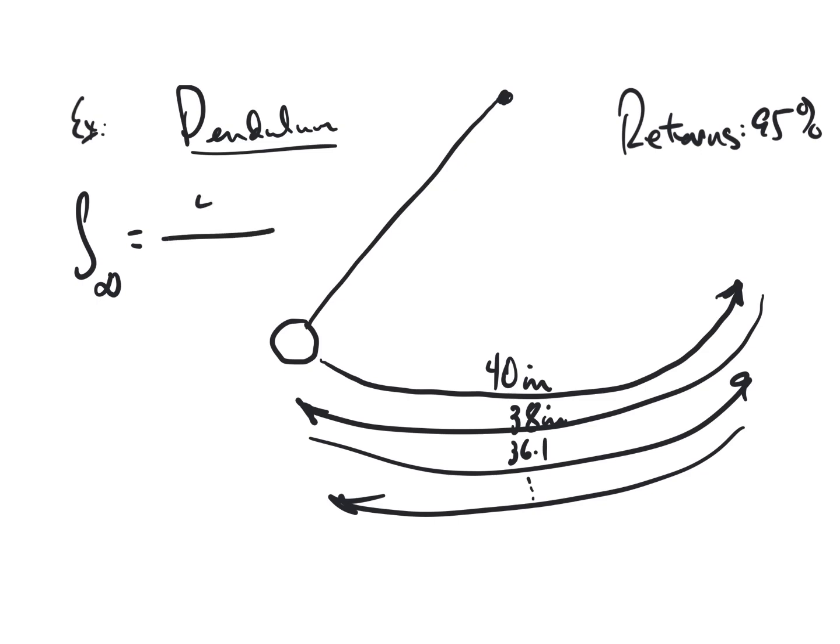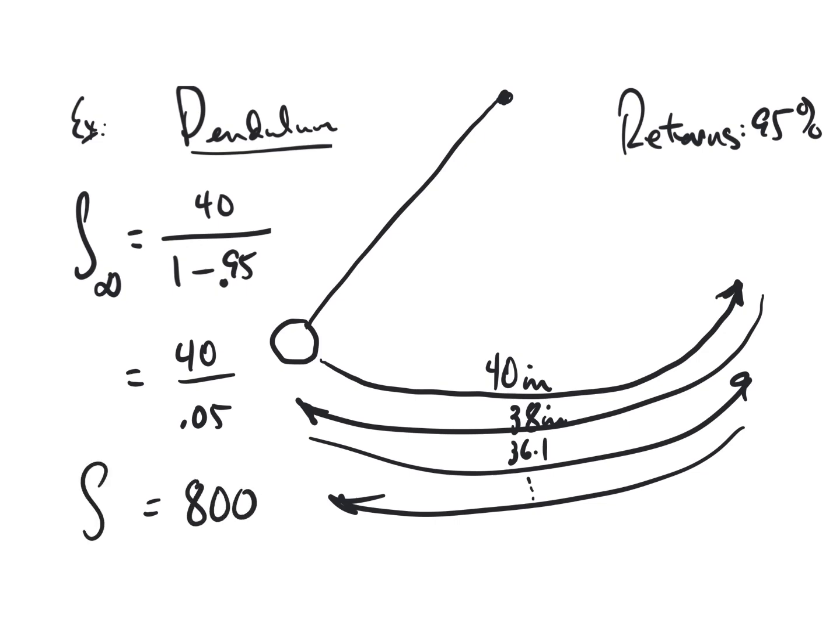Well, it's going to be the very first swing divided by 1 minus the common ratio. But we can't put 95% in for the common ratio because we always have to change percents to decimals. And 95% as a decimal is 0.95. Now that we're using a decimal, we're good to go. 1 minus 0.95 is 0.05, and 40 divided by 0.05 is 800. So the pendulum would swing for a total of 800 inches, side to side to side.